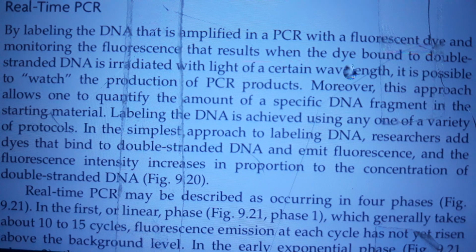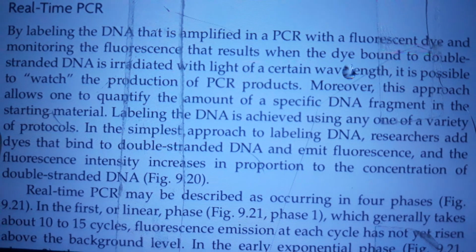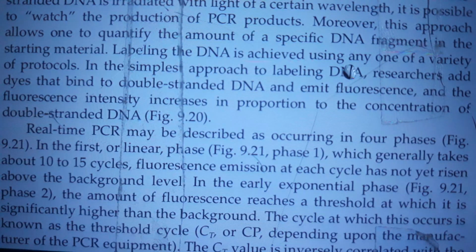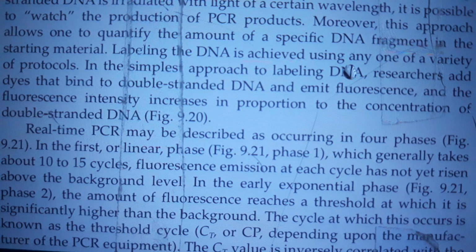Labeling the DNA is achieved by using any one of a variety of protocols. In the simplest approach to labeling DNA, the researchers add dyes that bind double-stranded DNA and emit fluorescence, and the fluorescence intensity increases in proportion to the concentration of double-stranded DNA.